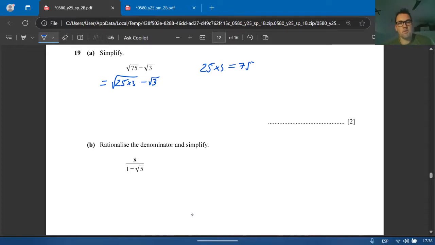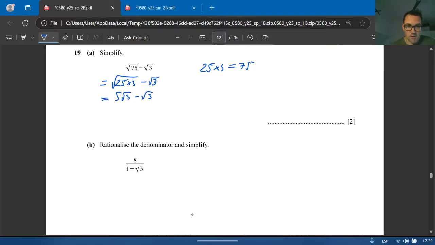Just think of the square numbers, right? Can 1 go into 75? Yeah, of course, but it's not going to help. Can 4? No. Can 9? No. 75 is not in the 9 times table. 16? No. 25, yes. Okay. Now the square root of 25, of course, is 5.